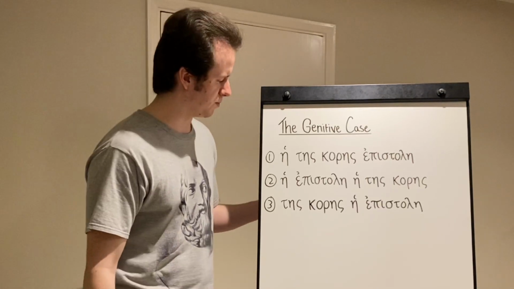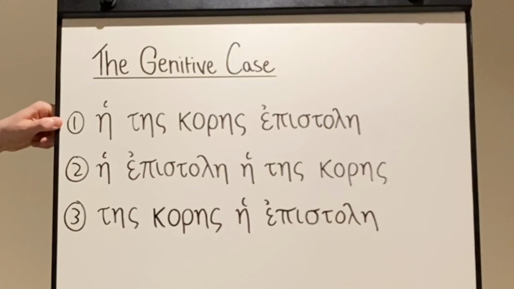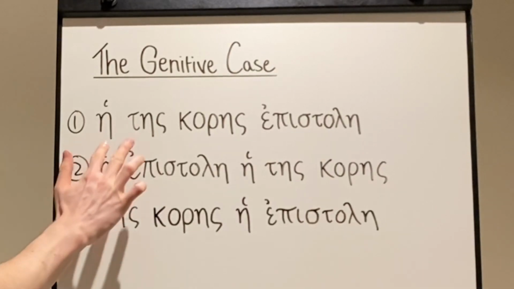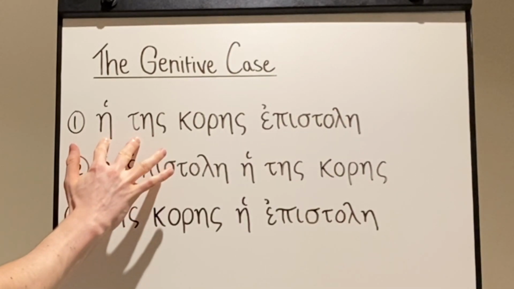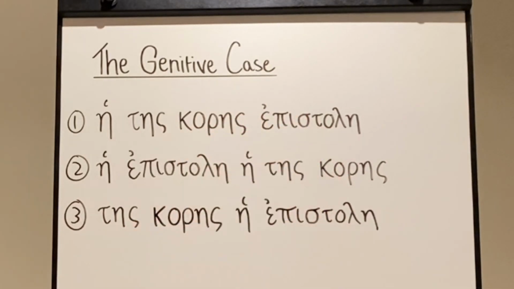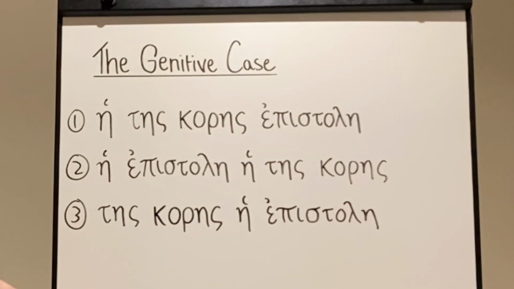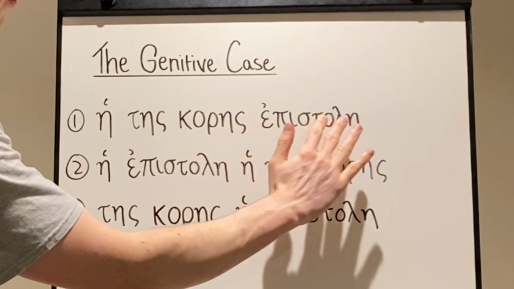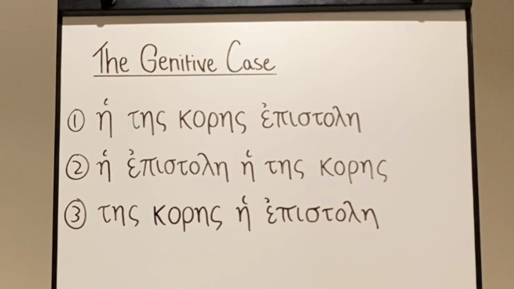To reveal the answers, in the first case we have hē tēs korēs epistolē. Here we can see that the sandwich construction is being used. It's a genitive sandwich. And we can see that because we have two definite articles next to each other and we don't have any repeated definite article. So that's one way that you could spot that it's a genitive sandwich, because you've got two definite articles next to each other without any repeated definite article following it.